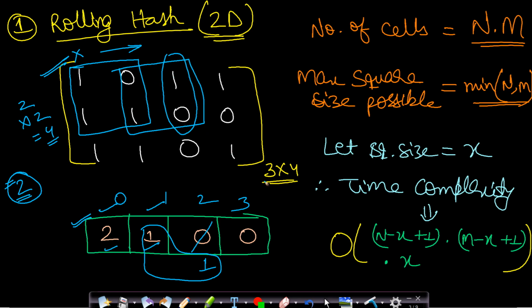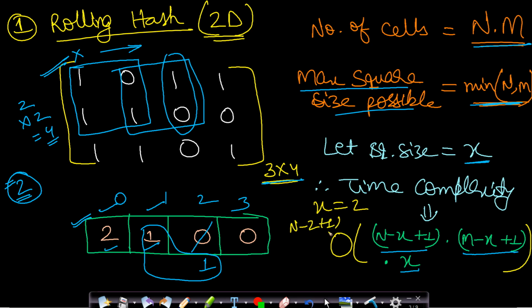Let us say your matrix size is n by m, then you will have a total of n into m cells, and the maximum size of the square which will be possible is minimum of n comma m, because this is a rectangular matrix. Now let us say we want to count all the x sized square matrices. Then what will be the time complexity for that? The time complexity will be n minus x plus 1 into m minus x plus 1 into x. Let us say in this case our x value is equal to 2. Then the total time complexity will be n minus 2 plus 1 multiplied by m minus 2 plus 1, and that will be multiplied by x, which is equal to 2.